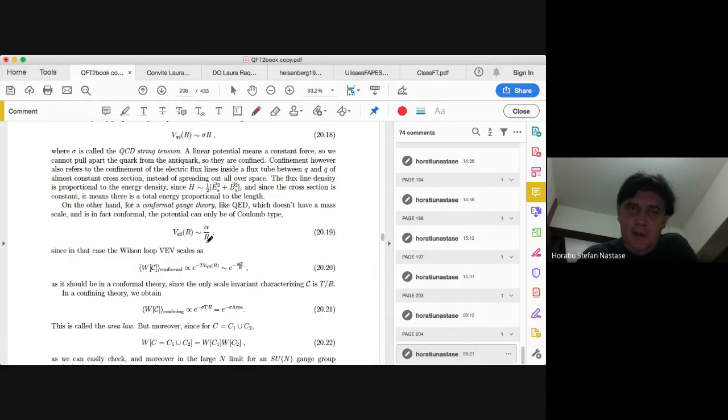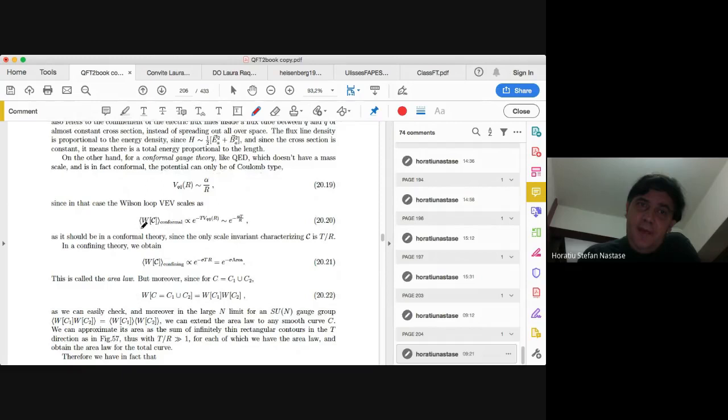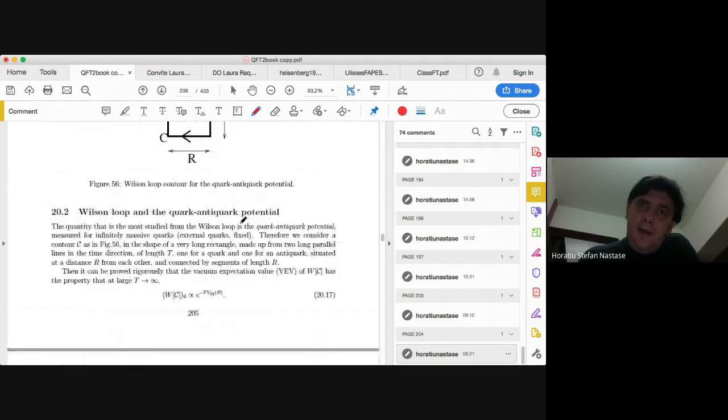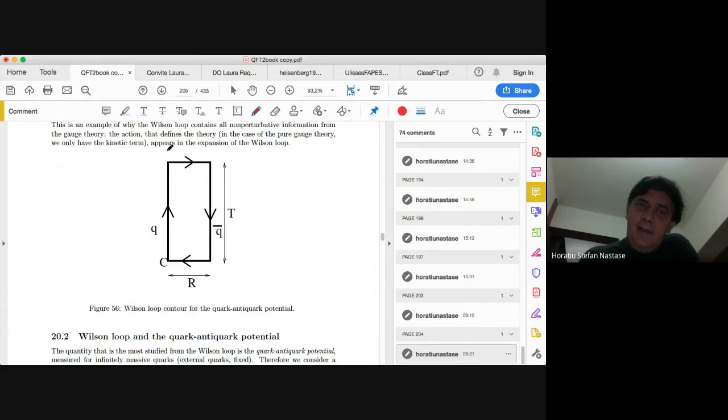Why is that? Well, that's because the VEV of the Wilson loop in the conformal theory, as I said, should be proportional to e to the minus the time T times the potential. And the potential is a constant over R. So we have proportionality with e to the minus constant times T over R. And T over R is invariant under scale transformations. So the T over R defines the closed loop C.